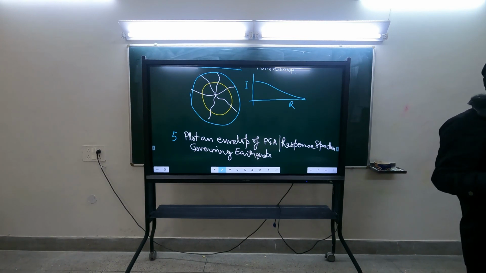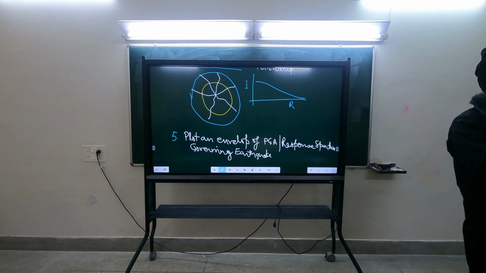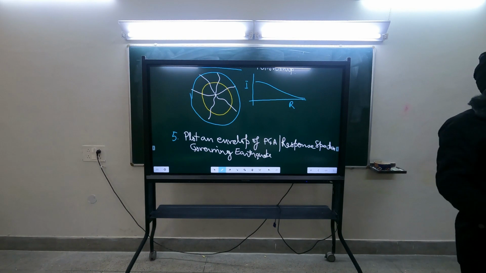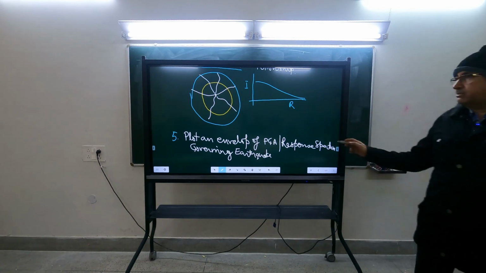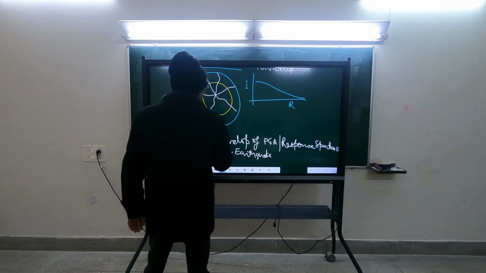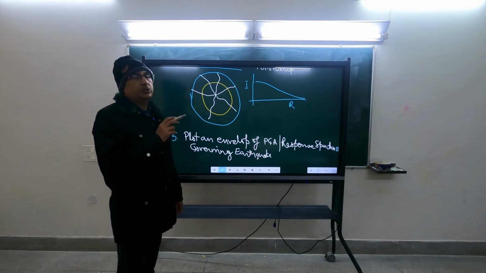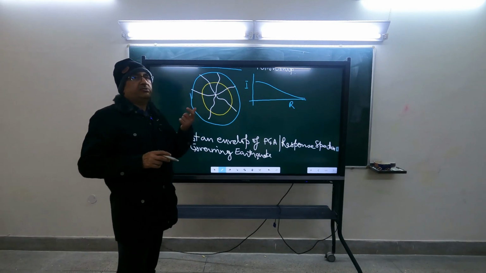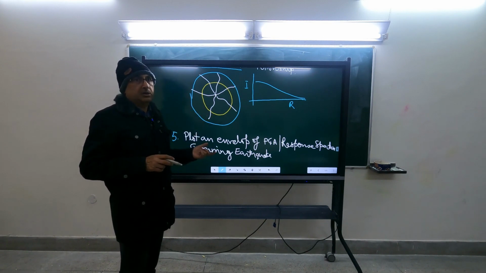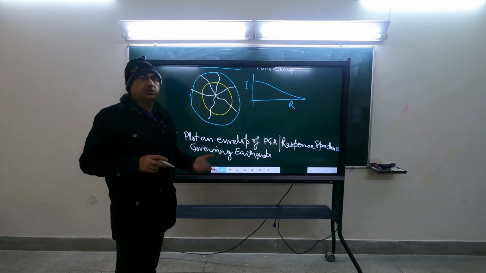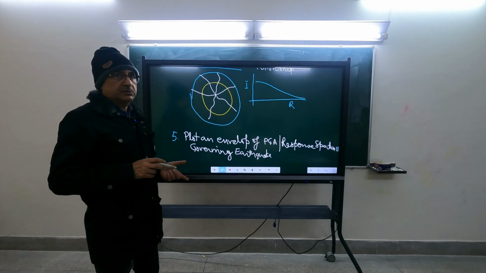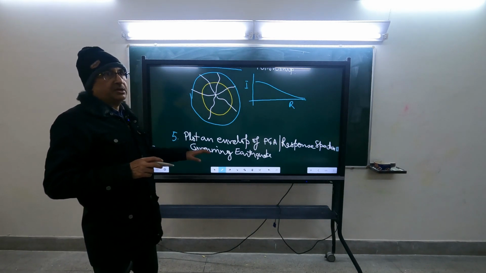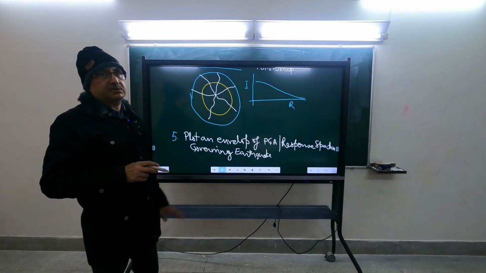By chance, if more than two are governing, then we can take the envelope of these three. So we have to take the envelope of all the sources. In most cases, it will be governed by one single earthquake. That earthquake we call the governing earthquake, which is governing the intensity or hazard at my site.